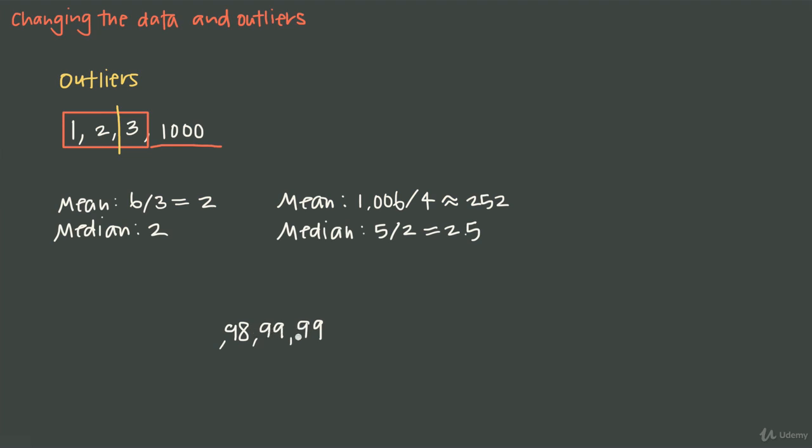So overall, we're just saying that adding or removing a high outlier, an outlier that's way above the data, or adding or removing a low outlier, an outlier that's way below the data, is going to shift the mean much more than it will shift the median.